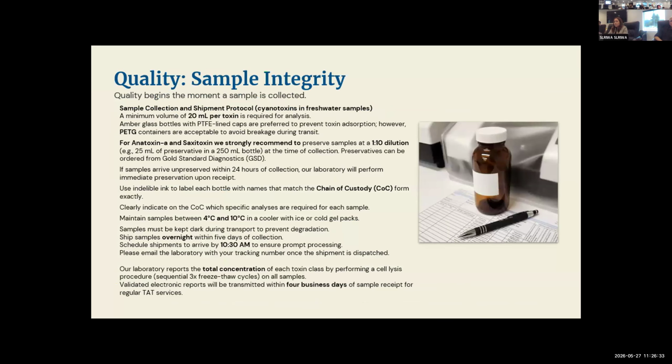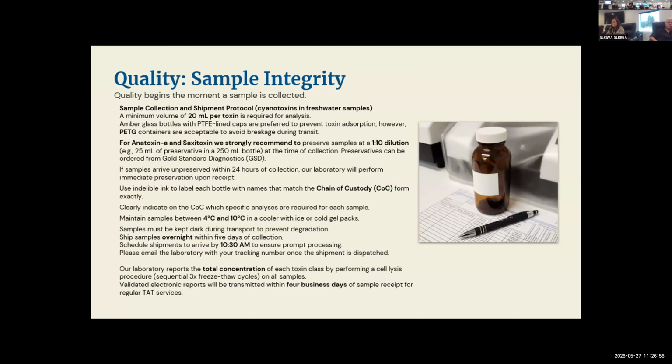Everybody knows that quality begins the moment a sample is collected. And the team responsible for monitoring water bodies needs to define sampling type, quality, quantity, and locations, among other factors. So follow your sampling plan and SOPs carefully, while also meeting all laboratory requirements.